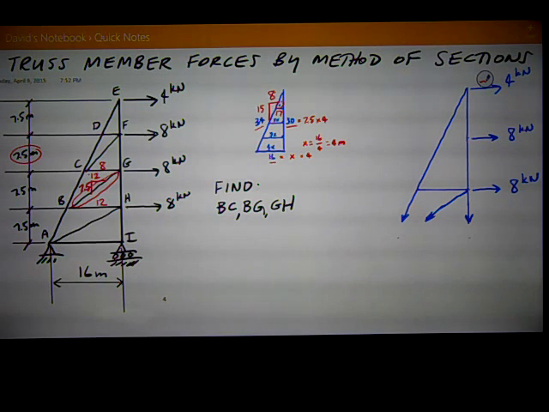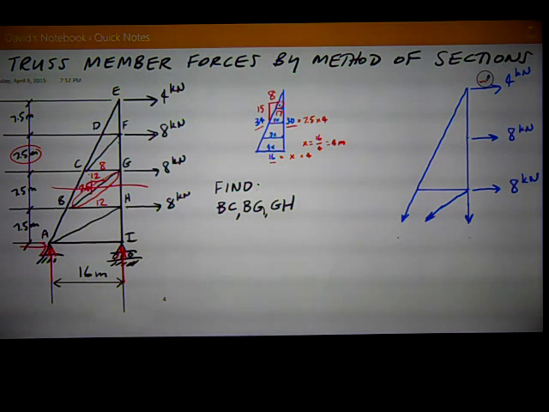So, as I say, we've got a cut right here, BC, BG, and GH. And so we have our choice of analyzing either the top part or the bottom part. Well, the bottom part involves these reactions at A and I, and I don't really want to mess with those if I don't have to. So I'm going to analyze the top part of the truss.